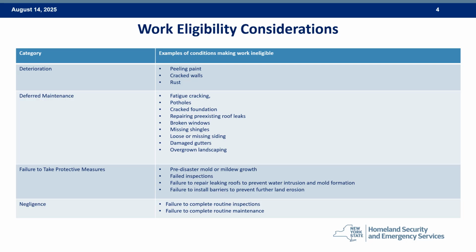The applicant must demonstrate that the damage was caused directly by the incident. FEMA does not provide PA funding for repair of damage caused by deterioration, deferred maintenance, negligence, or failure to take measures to protect the facility from future damage. Providing up-to-date maintenance records will help demonstrate that the damage was related to the event. See chart on this slide for examples.